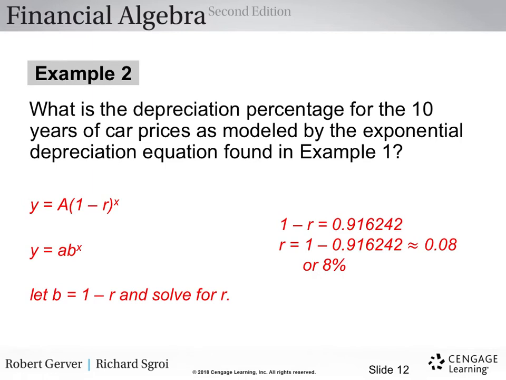All right, remember our original equation was of the form a times (1 minus r) to the x, okay? And that's basically a b to the x. Well, I previously figured out what b was equal to. So if I set that equal to 1 minus r, I can solve for r. And if I do that, I come out with r equal to 0.08, which is approximately 8%. So that is the depreciation percentage for the 10 years of car prices as modeled by the exponential depreciation equation found in example 1.